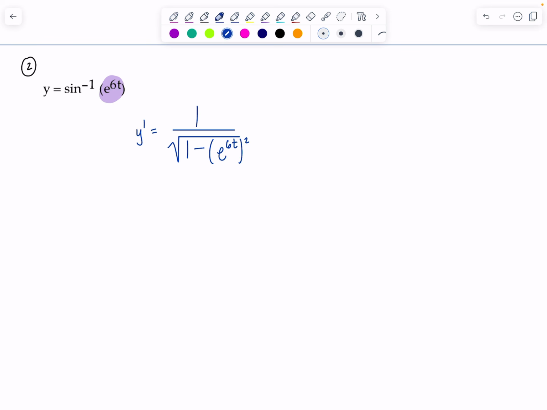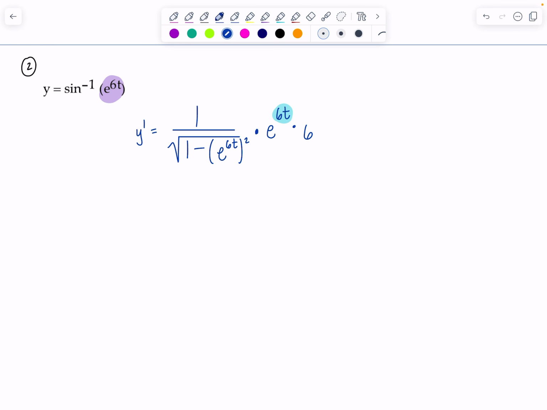Then I have to do the chain rule because whatever's inside the parentheses was not plain old t. I'm going to have to multiply by the derivative of e to the 6t. So the derivative of e to the something is e to the something. And then I have to do chain rule one more time because the exponent wasn't plain old t. So derivative of 6t is 6.